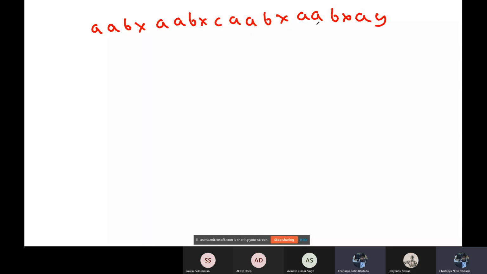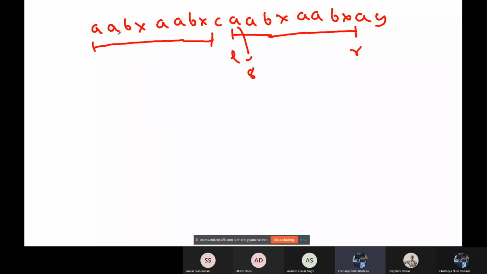Okay, so what I'm saying is, suppose I write the same example, but a second. AABX, AABX, CAABX, AABX, AY. So the position where the problem was is this. This was the segment then. Now we know the value of pi here will be 8. Whatever the pi value here was, we will just put it here.